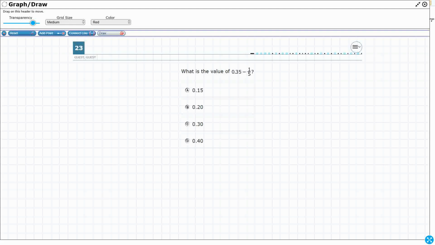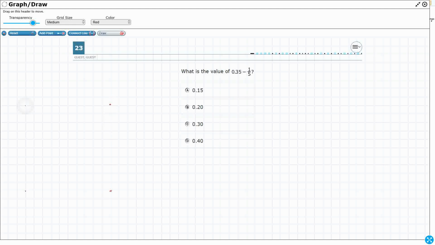I'm going to mark out a 10 by 10 grid. And so let's see what I've got here. That's going to be 1, 2, 3, 4, 5, 6, 7, 8, 9, 10. I want to make sure I mark this out correctly before I start drawing. 1, 2, 3, 4, 5, 6, 7, 8, 9, 10. All right, so that's going to be my 10 by 10 grid.